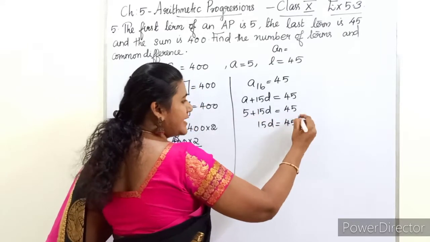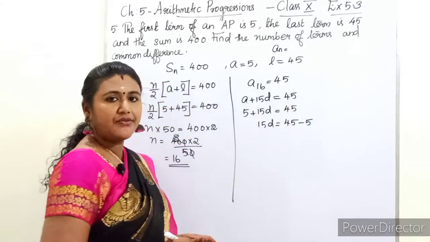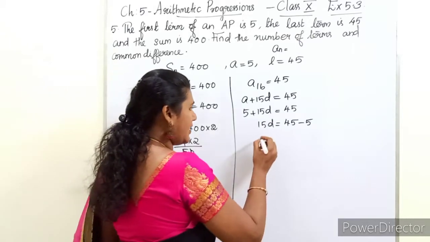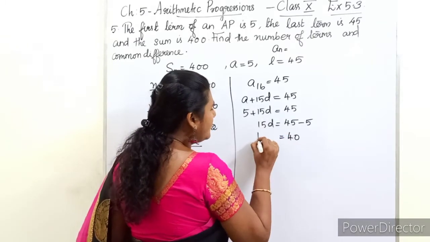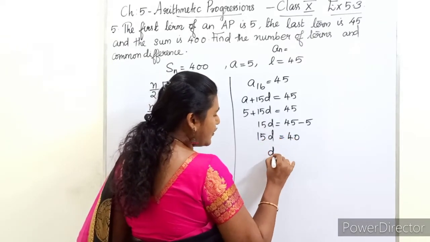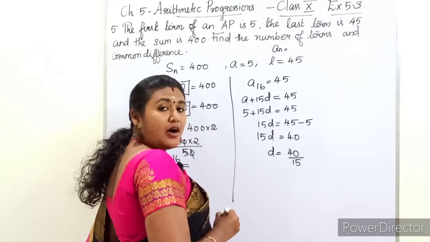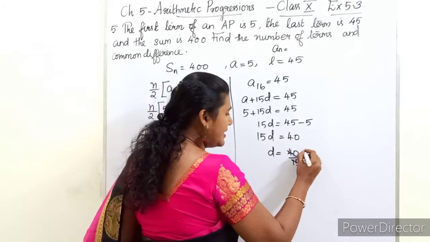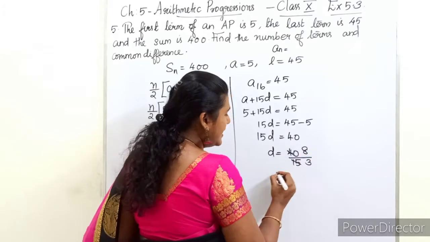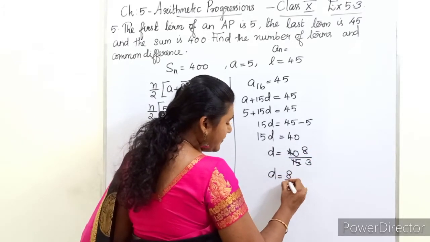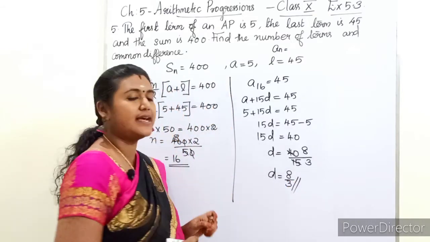This 5 we will take to the right side. So 45 minus 5, that is 40. So 15D is equal to 40. So D is equal to 40 by 15. Here we can divide by 5 tables. So 8 by 3. So the value of common difference D is 8 by 3.